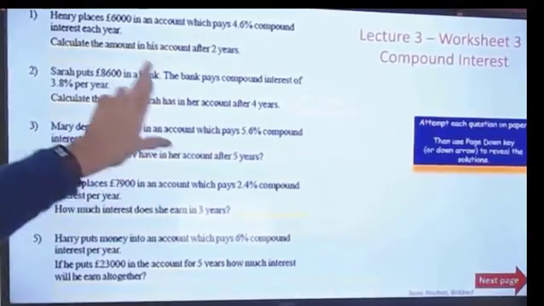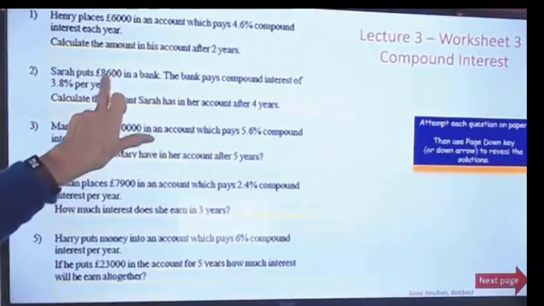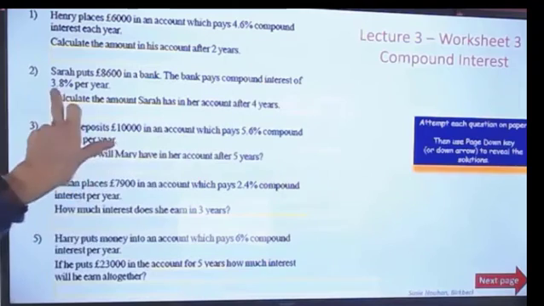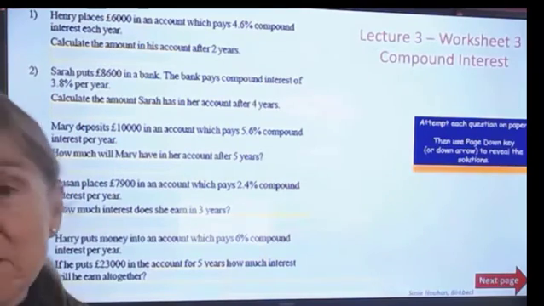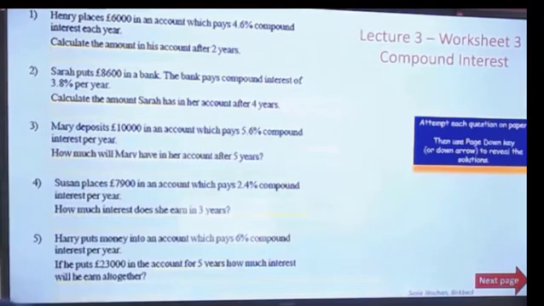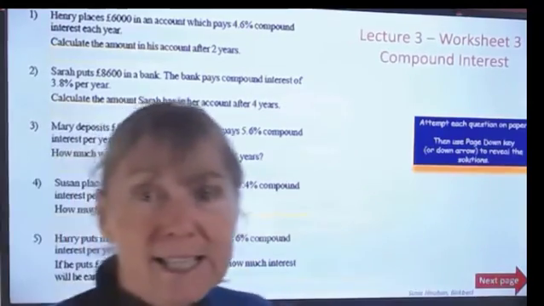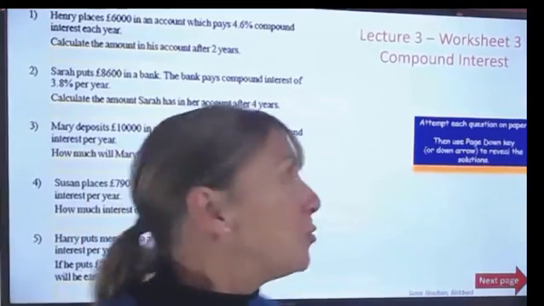Right, let's look at this one. Sarah puts 8,600 in a bank. The bank pays compound interest of 3.8% per year. Calculate how much she will have after 4 years. So this is the classic compound interest formula.